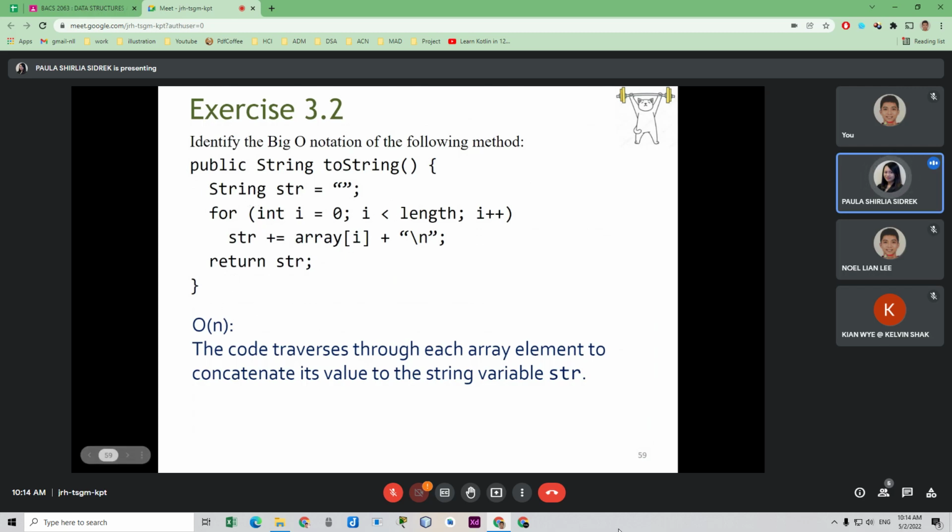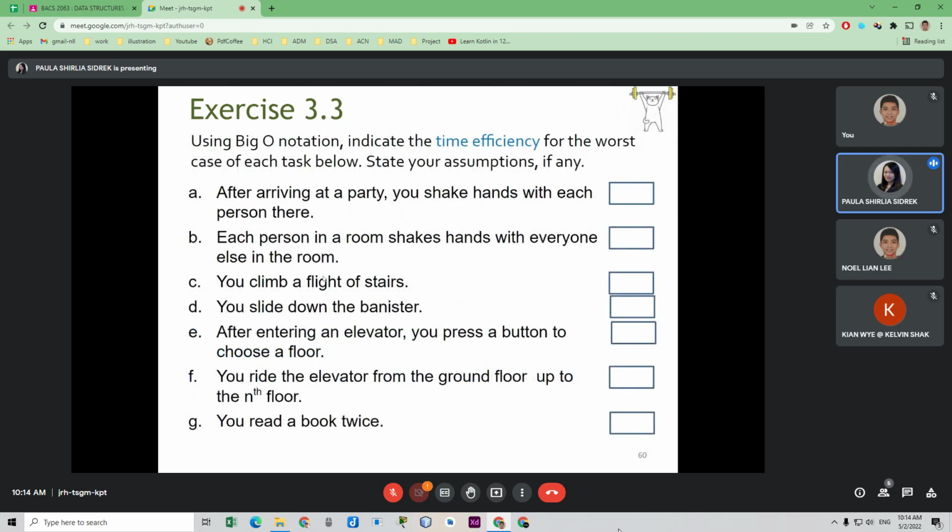The code traverses through each array element to concatenate its value to the string variable string. Yeah, so then this is the end value for this particular question. And then you have another, this is just a review question. Using big O notation, indicate the time efficiency for the worst case of each task below. State your assumptions, if any. All right, so using big O notation, what will this be? Whether it is O of 1, constant, or O of n squared, okay?